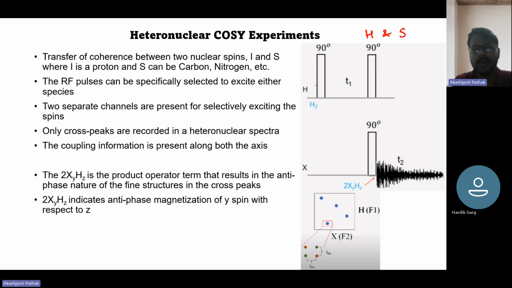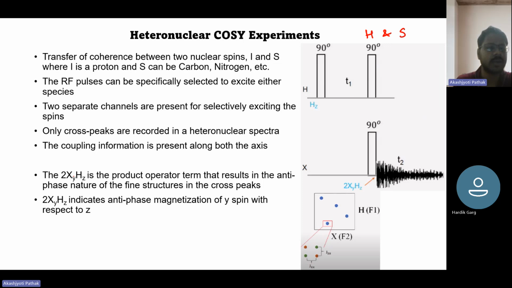Here you see that there are two channels present in a heteronuclear COSY experiment: one is the proton channel, and another is the X channel. These two channels are present for selectively exciting the spins. Now, in the heteronuclear COSY experiment, only cross peaks are recorded. We will not get any diagonal peak. The coupling information is present along both the axes. The 2XYHZ is the product operator term that results in the antiphase nature of the fine structure in the cross peak.